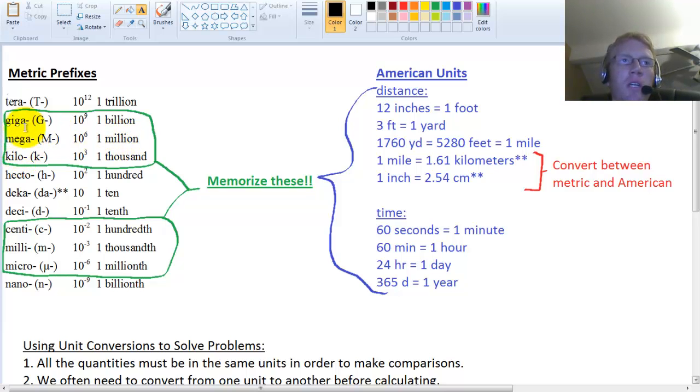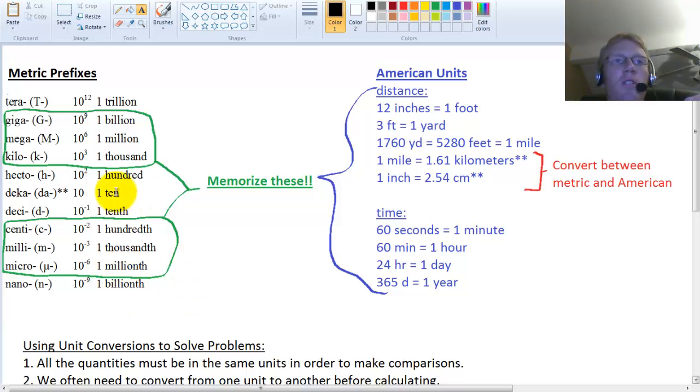Mega means 1 million. Giga means 1 billion. So a gigabyte is 1 billion bytes. A gigameter is 1 billion meters. So these three prefixes mean very large things, 1,000, 1 million, 1 billion. And then on the alternative side, you can have prefixes that mean something is very small. So a centimeter is 1/100th of a meter. A millimeter is 1/1000th, and a micrometer is 1/1,000,000th.